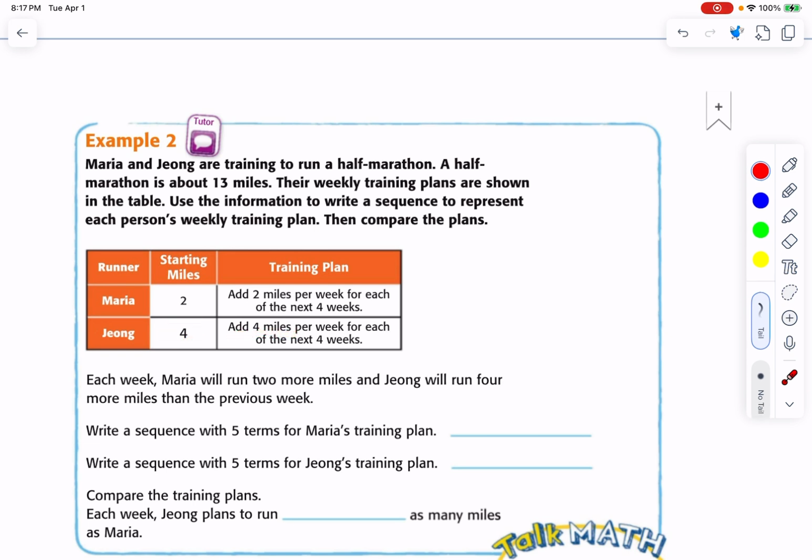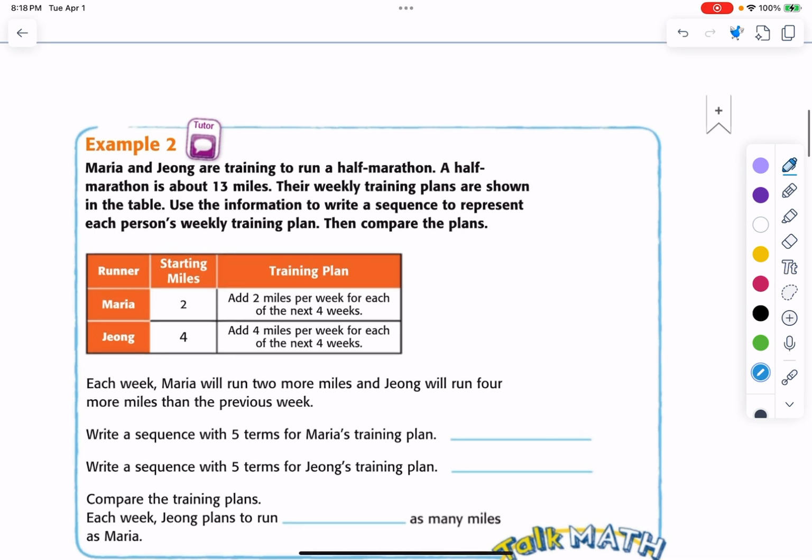So what are we asked to do here? It says each week, Maria will run 2 more miles and Zhong will run 4 more miles than the previous week. So what would the sequence be with 5 terms for Maria's plan? Well, Maria's plan is plus 2, right? So if the first term is 2 and we add 2, the next week she'll run 4 miles, and then add 2. The next week she'll run 6 miles, add 2. Then she'll run 8 miles. Did it say 5? Yeah. So 1 more, and 8 plus 2 is 10.